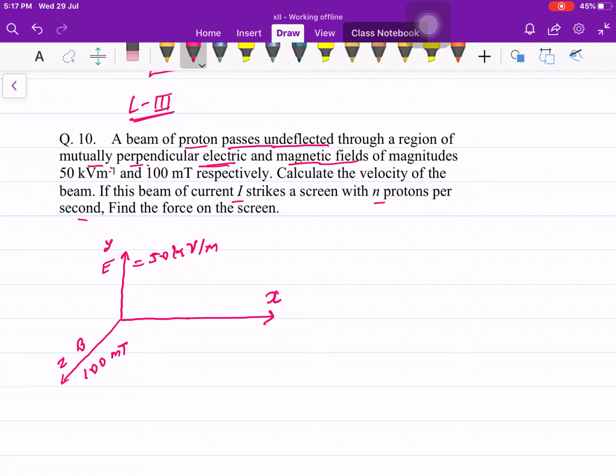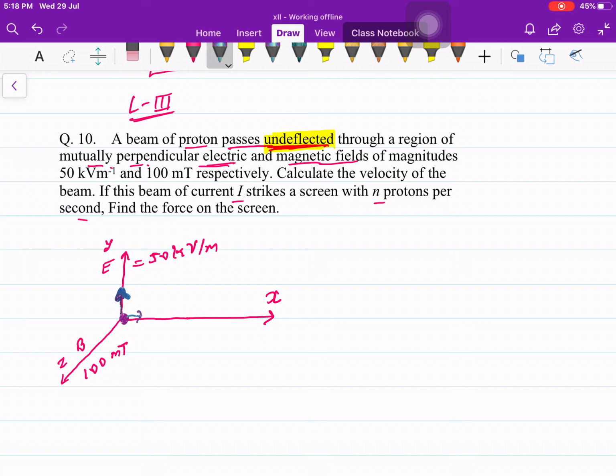Let's see, undeflected. The key factor here is undeflected, meaning the beam of proton is passing through these two mutually perpendicular magnetic and electric fields, but undeflected. It means the force due to electric field, if we assume that this is a proton here, will be applied in this direction. At the same time, this magnetic field, this is moving in this direction. So magnetic field's force will be in which direction?